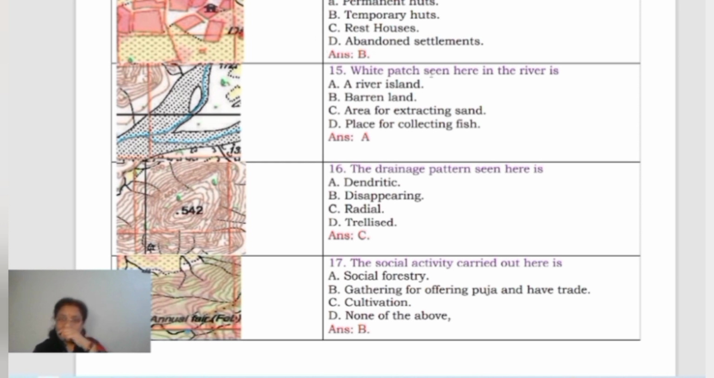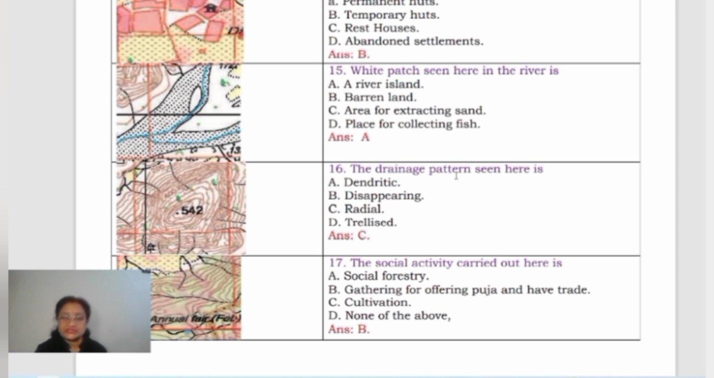Now come to next. White patch seen here in the river is. You can see the white patch in the river. What is it actually? In seasonal rivers it's quite common, and here it's an island. Whenever an island is there in between the two banks of the river, such islands are called a riverine island or river island. So A will be the correct answer for this.